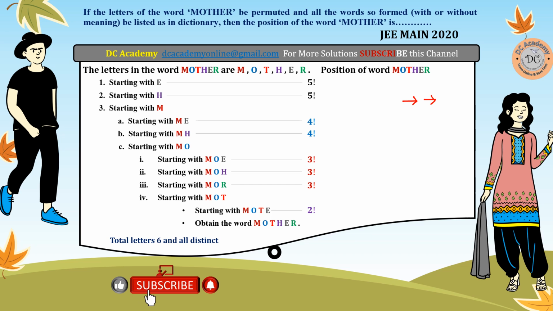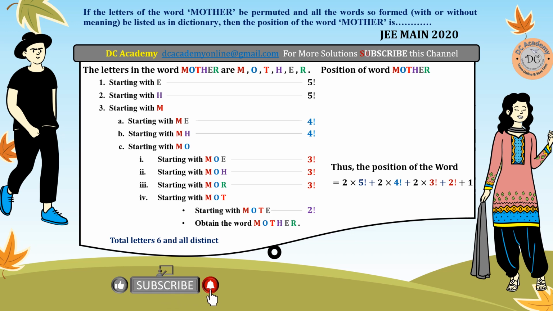So what is the position of the word MOTHER? The position of the word MOTHER will be the sum of everything. So it will be 2 factorial 5, 2 factorial 4, 3 factorial 3, and 1 factorial 2, and then 1. Now where does this 1 come from? Because they ask for the position of the word MOTHER, so we have to start from the top, and this is the position. If they had asked how many words are before it, we would have stopped at factorial 2 itself. Now we need to calculate these values separately.